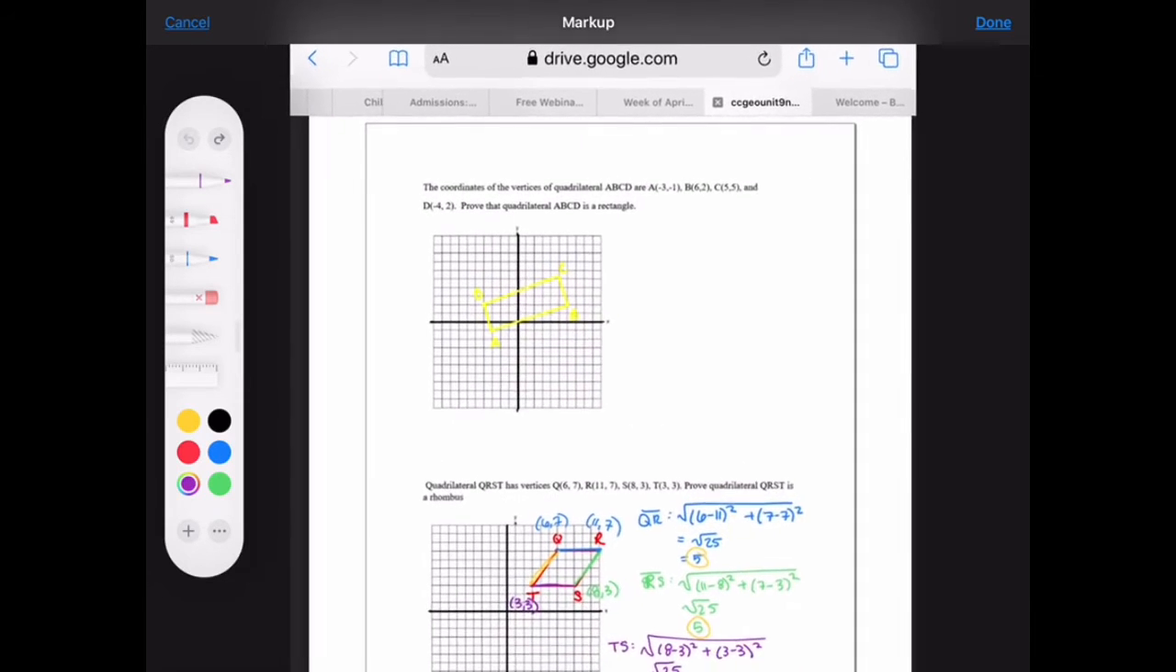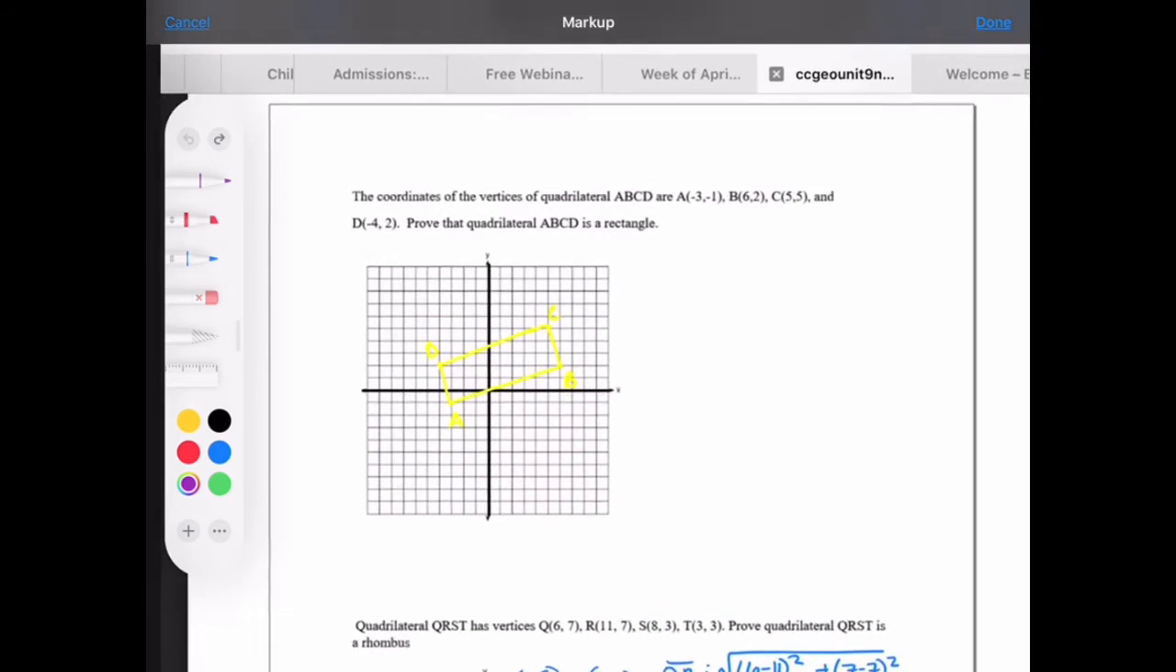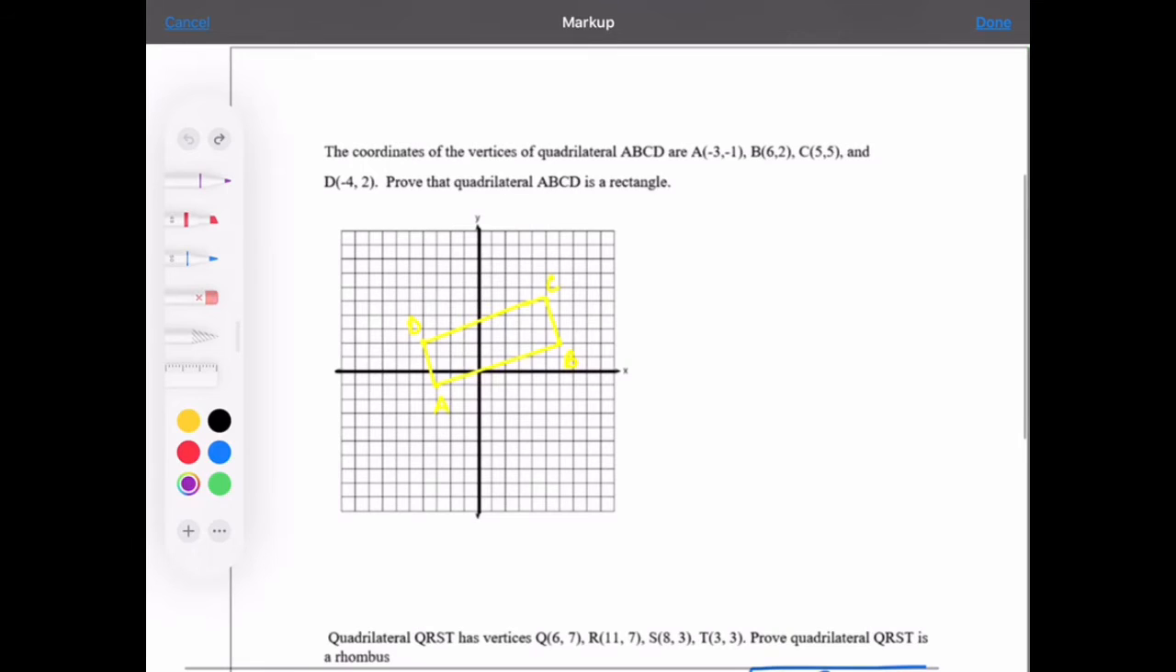Okay, so looking at this next problem we have here, we have to prove that ABCD is a rectangle, and we're going to go about this the same way as we did the last one. We are going to do the slope of every side of this quadrilateral to show that there are right angles and also that opposite sides are parallel. Okay? So let's start with AB.